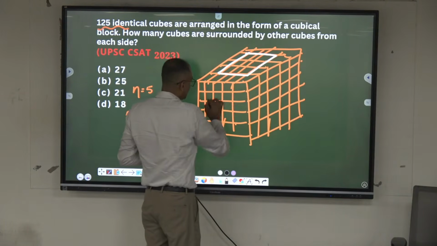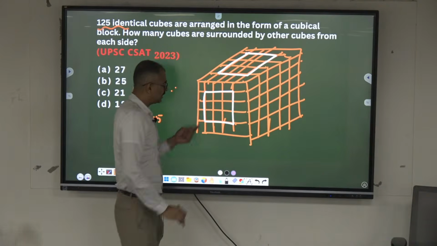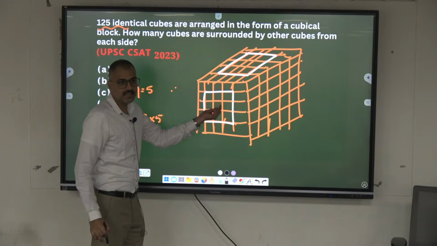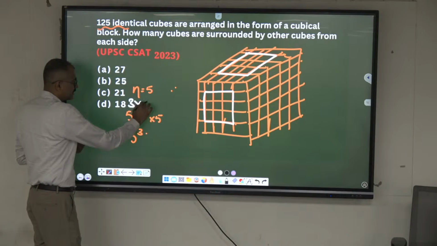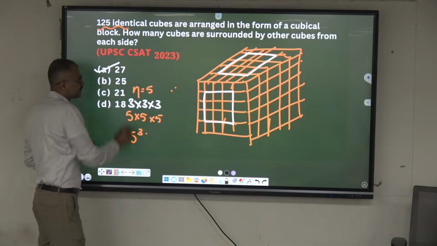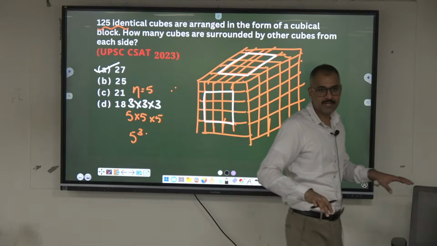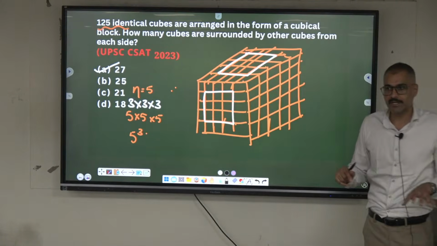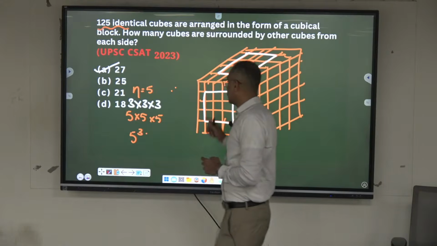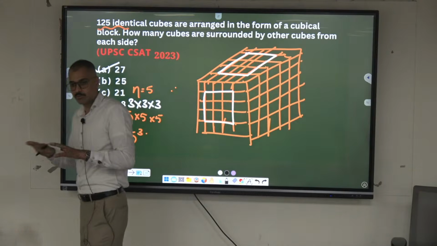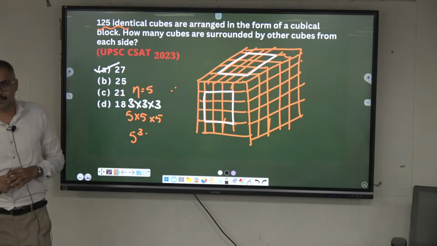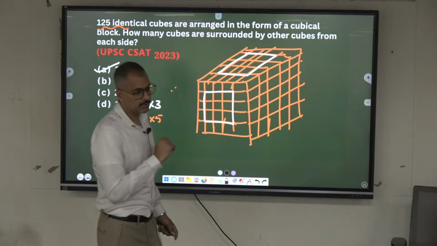Inside you will find only this much, right? This is the cube inside. What is this one? 3. 3 into 3 into 3 is how much? Remember, in the class also we have done this kind of questions, painting and removing. Every time it is n minus 2 whole cube. Every time you remove them. If it is starting with 5, 5 minus 2. Again, if I remove the exterior one, I'll get 3 minus 2 whole cube again.